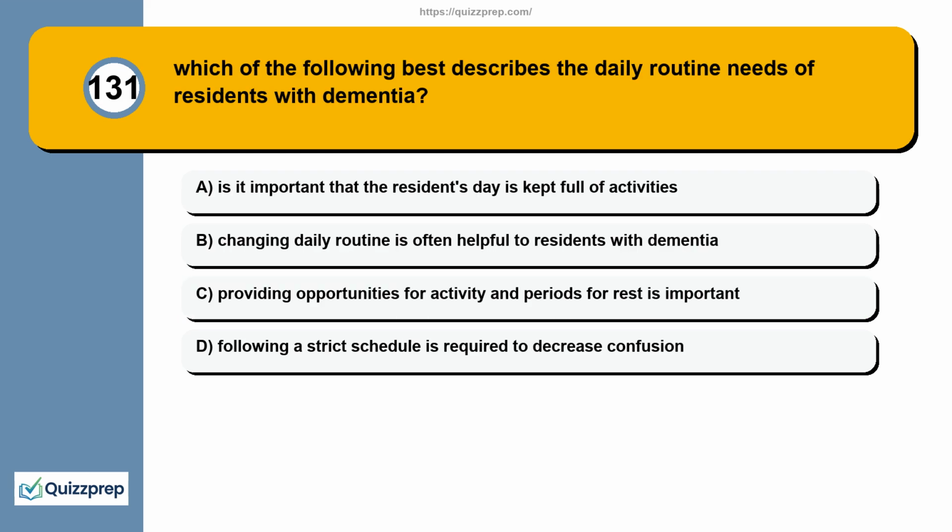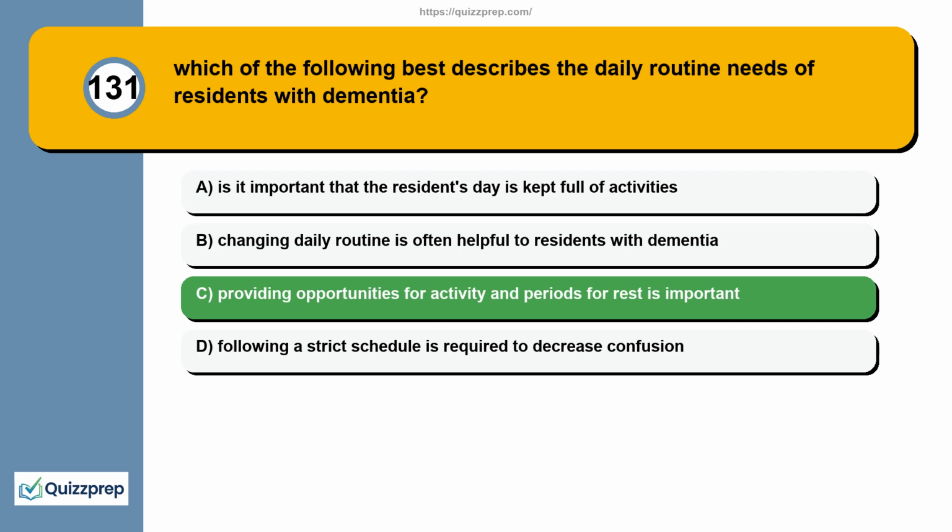Question 131. Which of the following best describes the daily routine needs of residents with dementia? Option A, is it important that the resident's day is kept full of activities? Option B, changing daily routine is often helpful to residents with dementia. Option C, providing opportunities for activity and periods for rest is important. Option D, following a strict schedule is required to decrease confusion. The correct answer is option C, providing opportunities for activity and periods for rest is important.